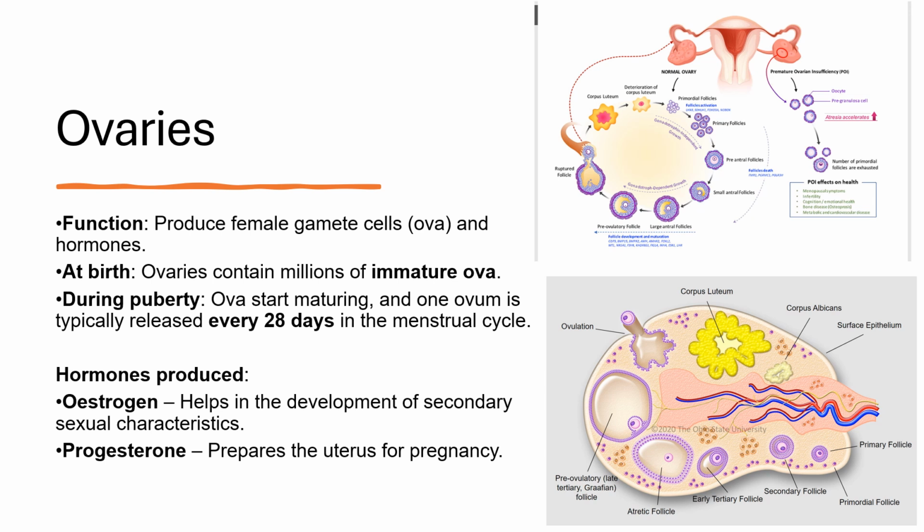And as I said, ovaries also produce hormones which are known as estrogen and progesterone. The function of estrogen is that it helps in the development of secondary sexual characteristics, and the function of progesterone is that it prepares the uterus for pregnancy. So these are the main functions. There are some other functions related to these hormones as well. So that's a gist of the ovaries.